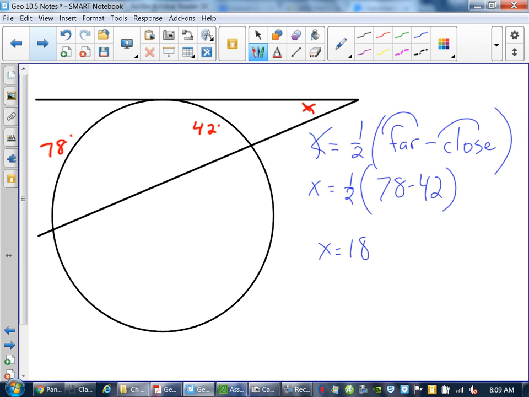So it's far minus close, take half of it. I don't think you need to do all that work. You can just remember it. No verbiage needed. That's all you need to know. Because what are you looking at? You're looking at your arc. If you understand where you're looking, that's all you have to worry about. And it works. It's clean. Very clean.